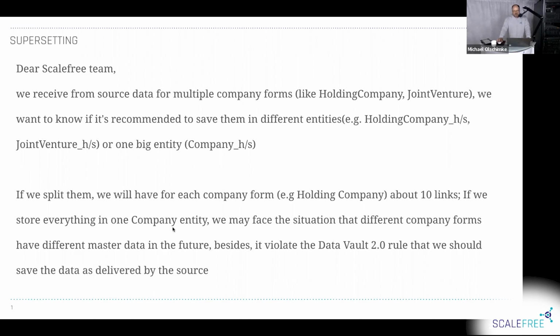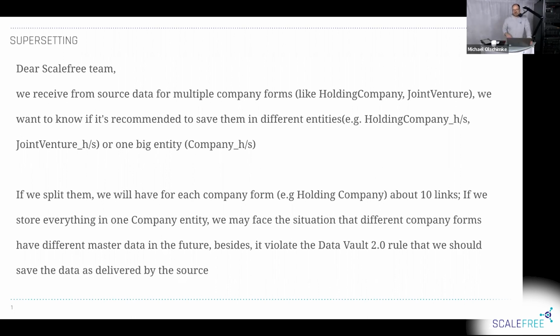If everything were stored in one company hub, there could be a problem with changing master data over time. We can solve that one. And yes, it's a bit against what we teach. Let's talk about that first. What do we teach in the bootcamp? First of all, a hub should only contain business keys that identify business objects of the same semantic meaning and the same granularity. That's number one. And we talk about supersetting and subsetting.